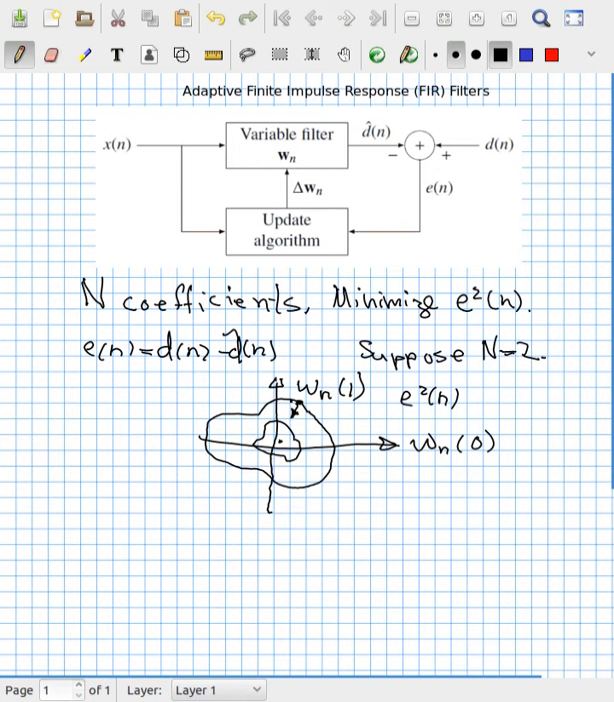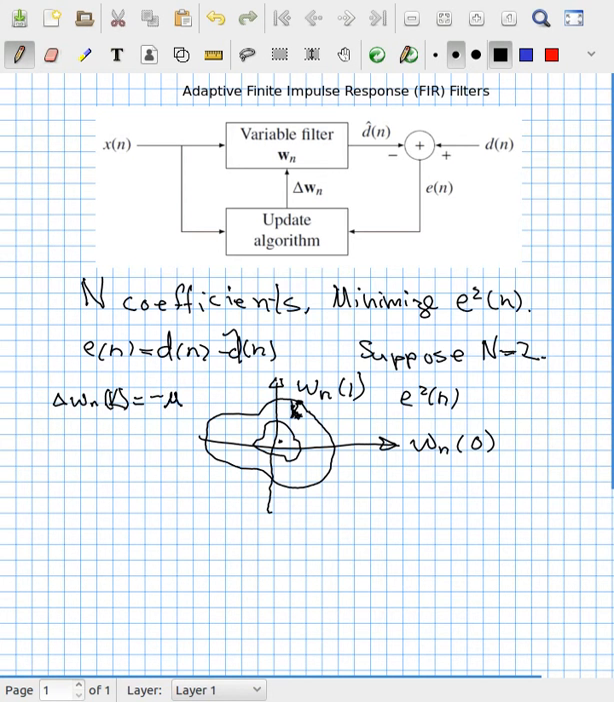And we want to take a step that will minimize e squared. And so we'd like to go perpendicular to this contour line here. You can see that the Wn of 1 is going to be slightly negative, just a little bit like that. And Wn of 0 is also slightly negative. It's more like this here. So we'd like to take this step here, and actually that step is in the direction of negative the gradient of e squared.